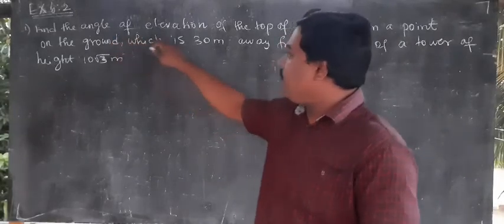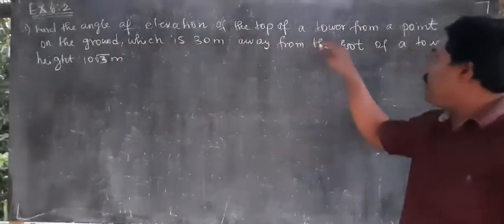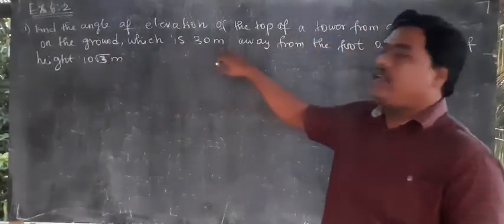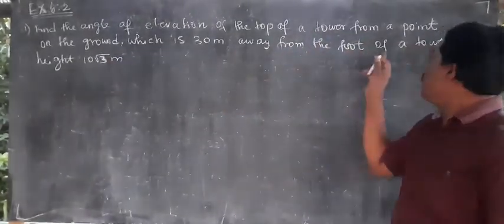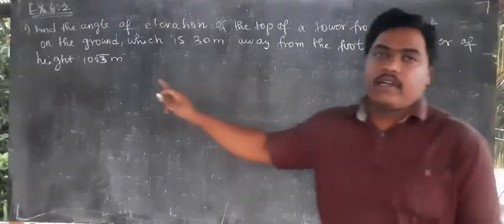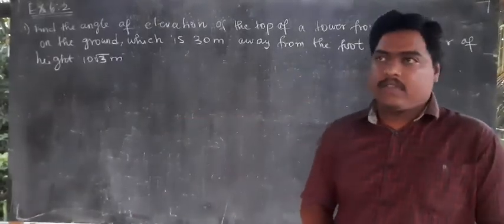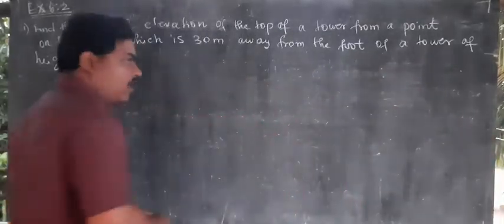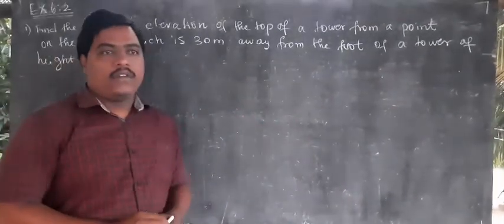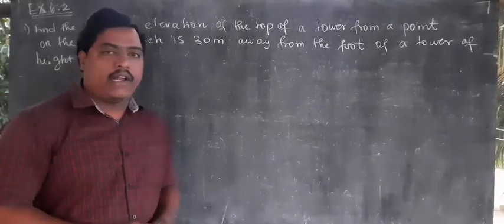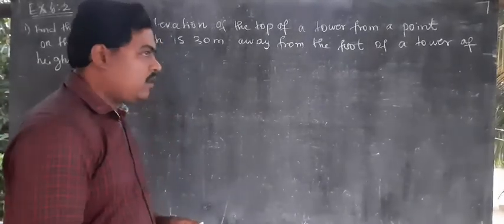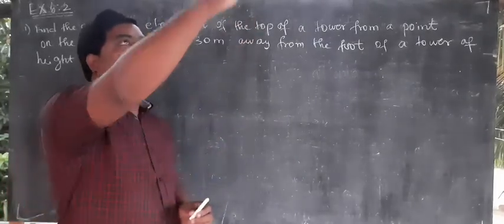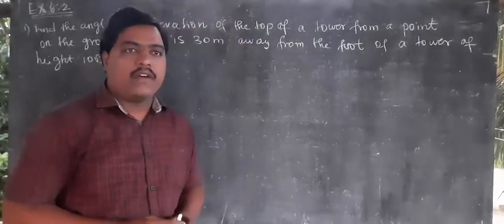Find the angle of elevation of the top of a tower from a point on the ground which is 30 meter away from the foot of a tower of height 10 root 3 meter. So what is angle of elevation? Listen, we are standing on any road and see the top of the building. Like this we are seeing the top of the building, that is called angle of elevation.